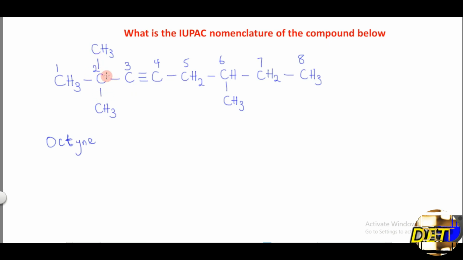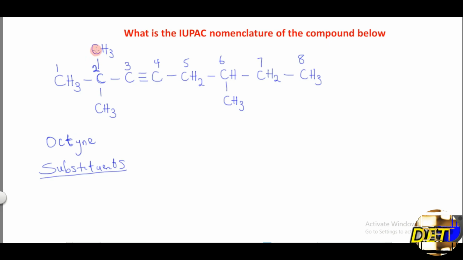The next thing to do is to identify the different substituents that are attached to the longest continuous carbon chain, right? So at carbon 2, I have two substituents attached. I have a methyl group at the top and I have a methyl group at the bottom. So those are the substituents, and they are at carbon 2.